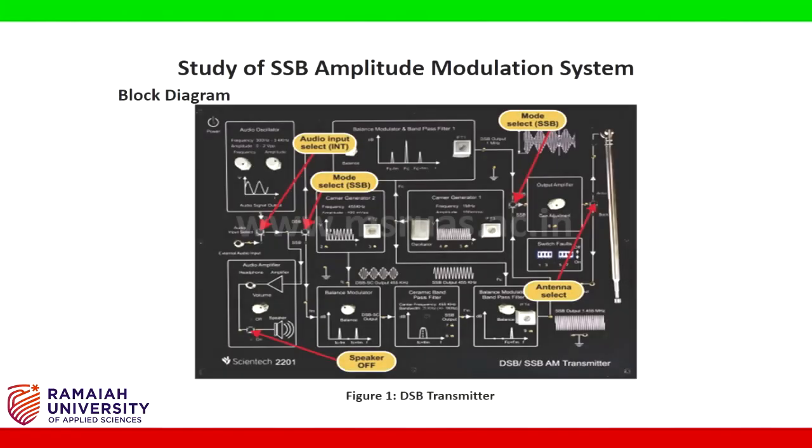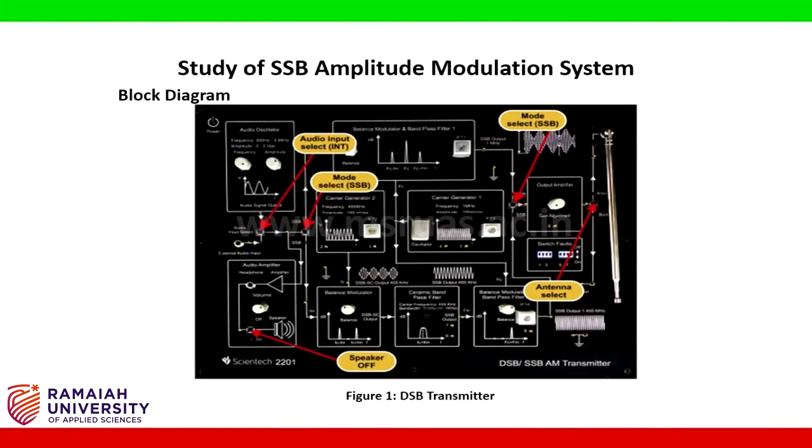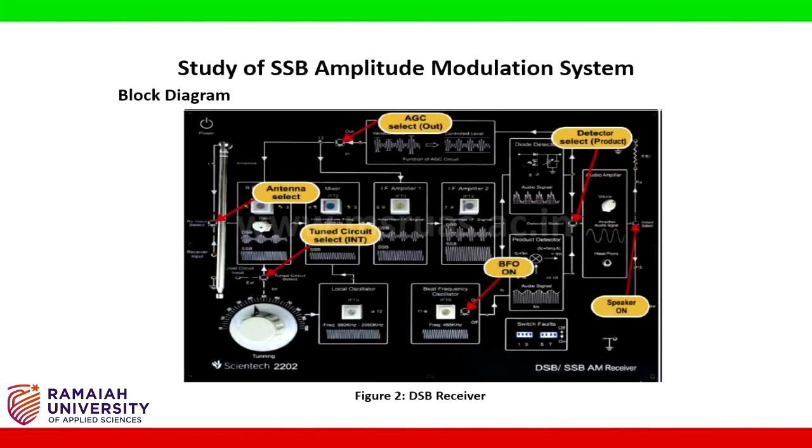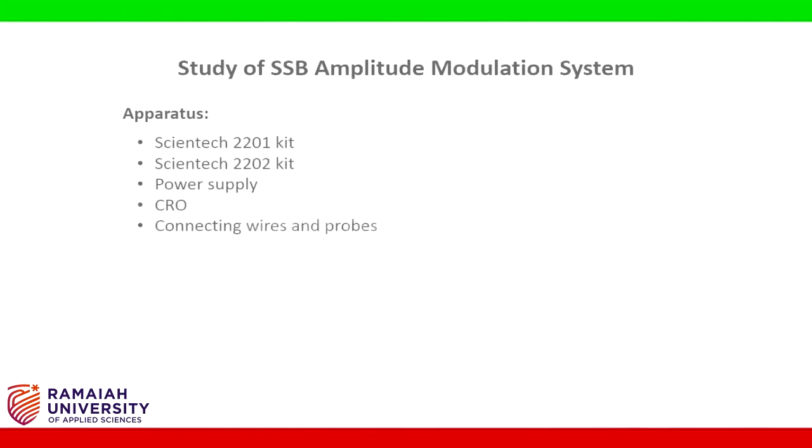The block diagram for AM transmitter kit which supports SSB modulation is shown here. The block diagram for AM receiver kit which supports SSB demodulation is shown here. The apparatus required for this experiment are Syntec 2201 kit, Syntec 2202 kit, power supply, CRO, connecting wires and probes.